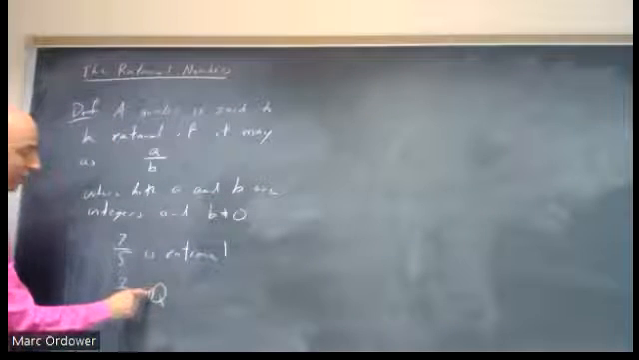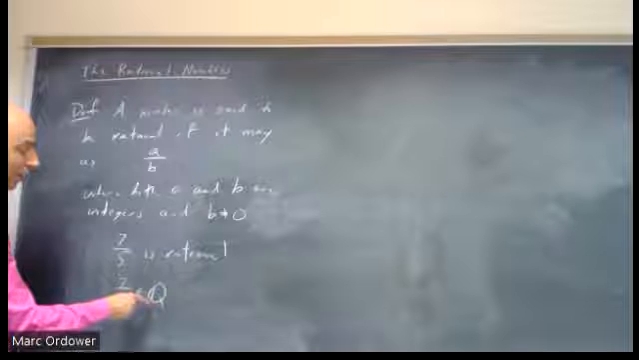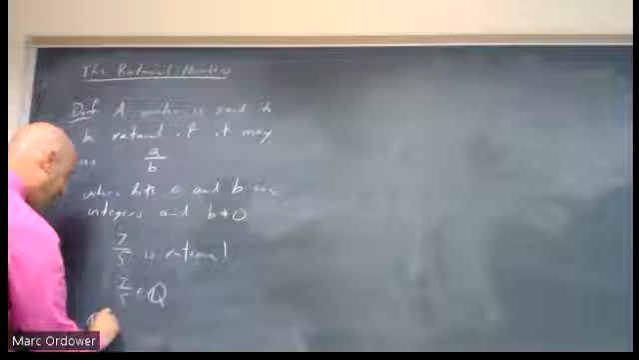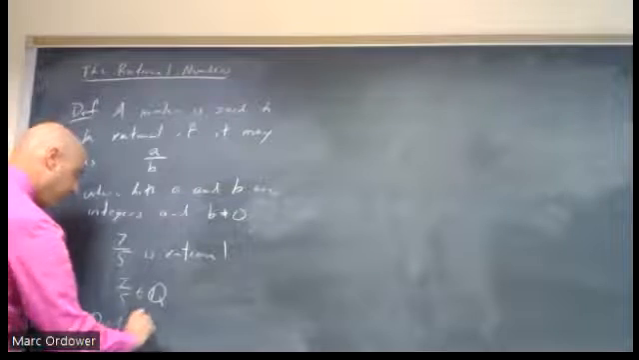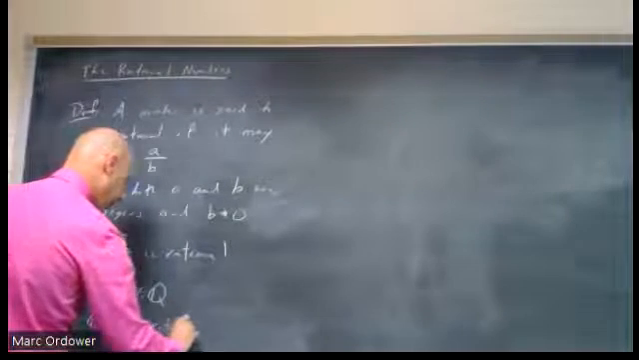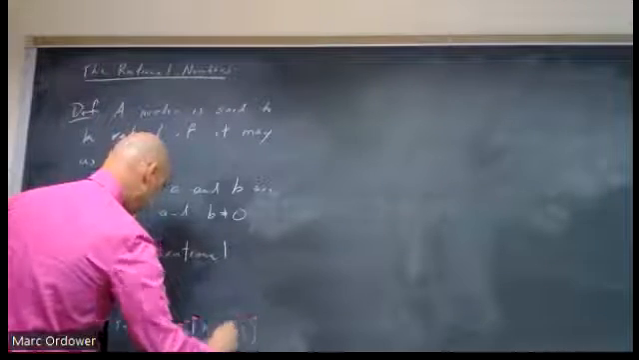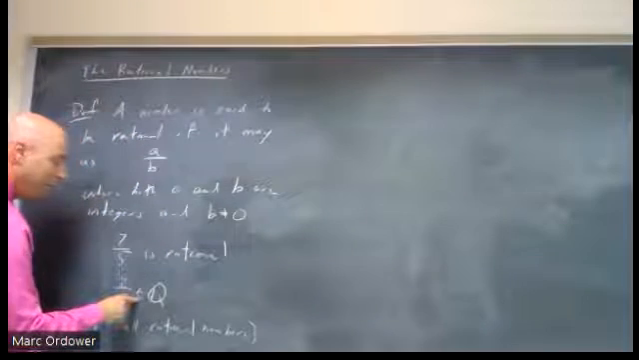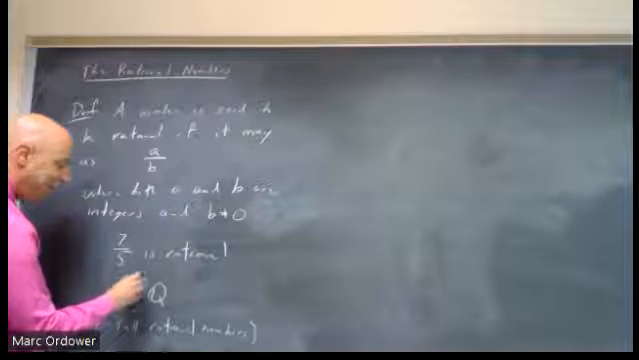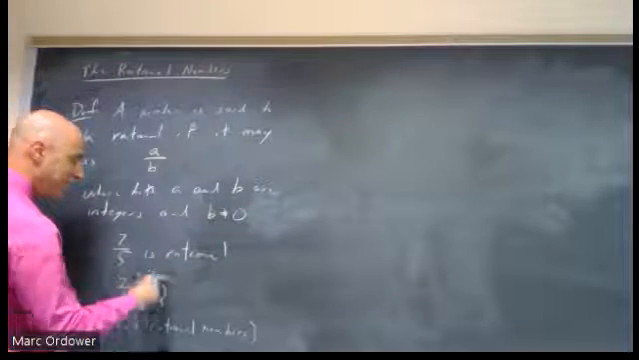And just like when we're talking about the natural numbers or the whole numbers or the integers, we put a double bar down the left-hand side. So Q is the set of all rational numbers. And this little E looking thing just means in. So 7/5 is in the set of rational numbers. In other words, it's a rational number.